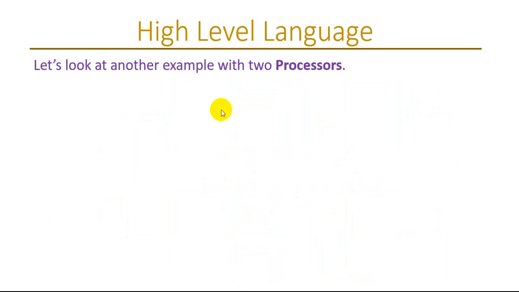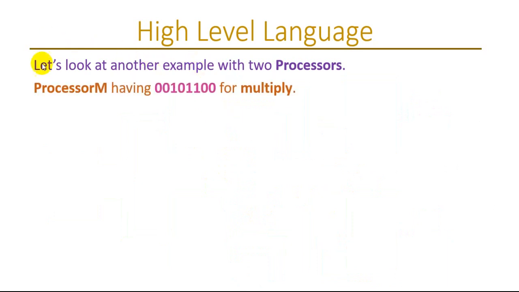Okay, let's look at another example with two processors. Now this time I want to show another variation of that same thing. This time we will assume there is a processor called M, and it has a command or instruction for multiply. This is multiply 0 0 1 0 1 1 0 0. That is the machine language version for this processor M to do a multiplication.